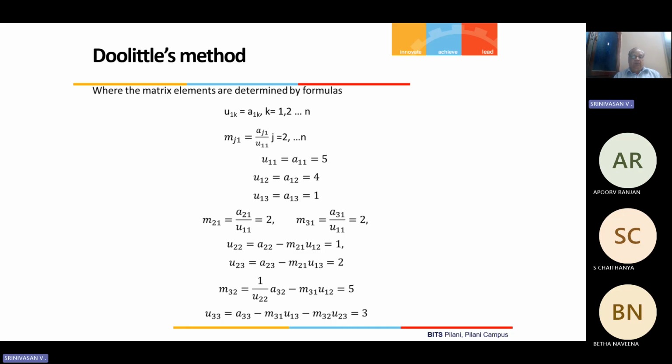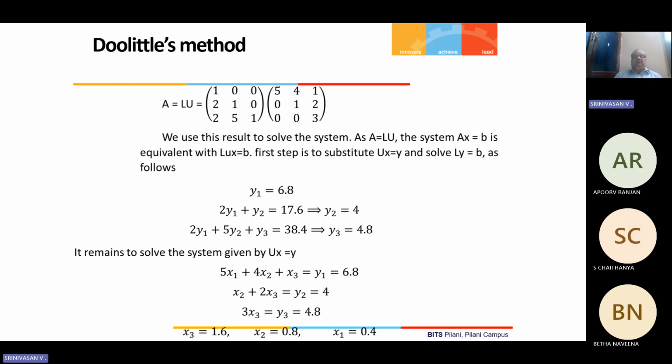So all those things are found. So we have A equal to LU. You can just go back and check L11, L22, L33, each one is 1 because it is Doolittle's method. Above the principal diagonal you have zeros, and below you have found L21, 2, L31, 2, L32, 5, L33, of course, 1. Coming to U: U11, 5, U12, 4, U13, 1, and U22, 1, U23, 2, U33, 3.